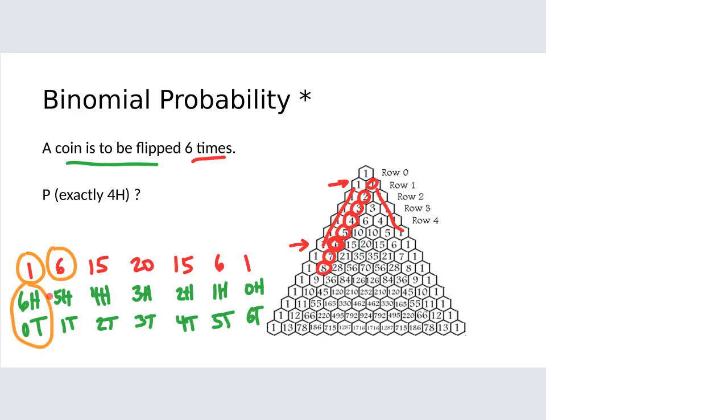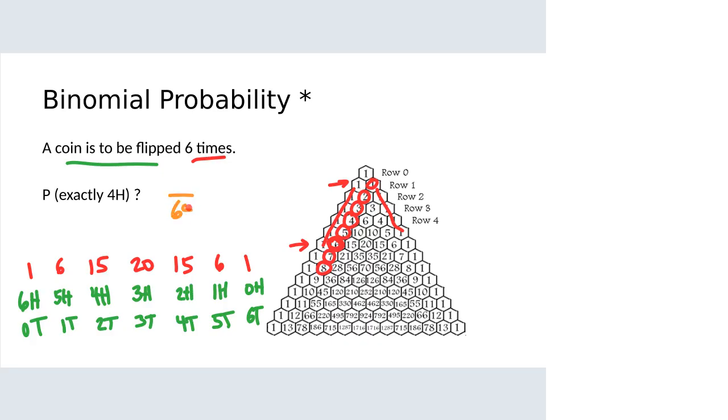There are 6 ways to get 5 heads and 1 tails. There are 15 different ways to get 4 heads and 2 tails. I don't want to write those down, which is exactly the beauty of using Pascal's triangle. Okay, so let's see the total number of outcomes. Well, I guess I can add those together. Let's see, that's 1 plus 6 plus 15 plus 20 plus 15 plus 6 plus 1, 64 outcomes.